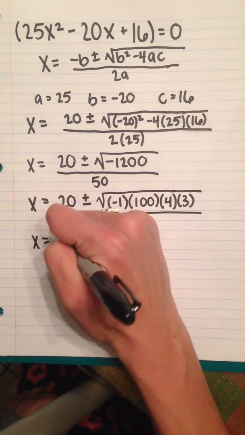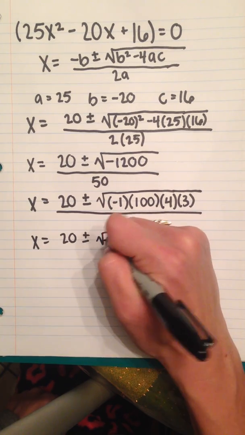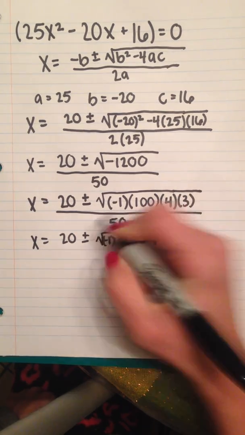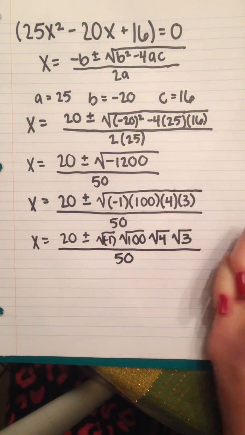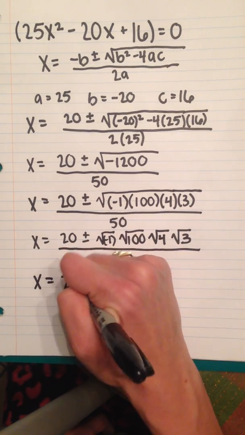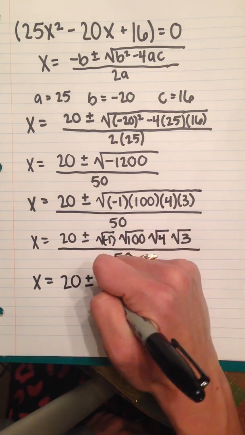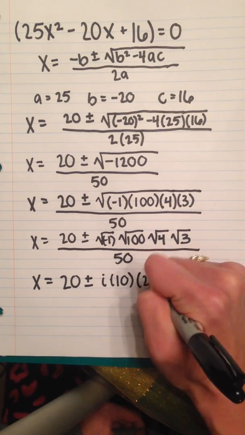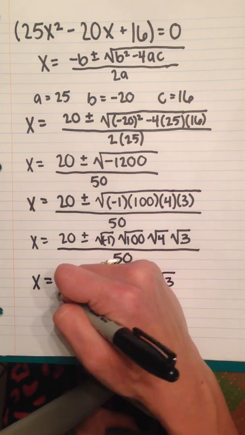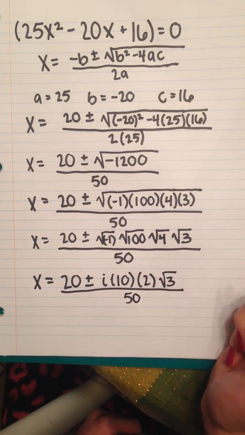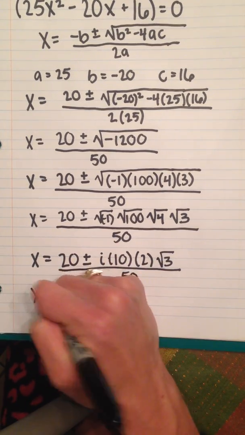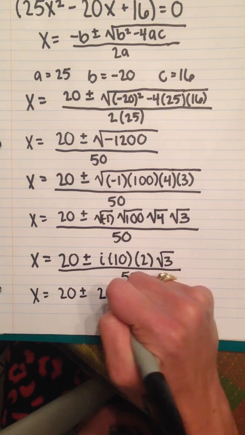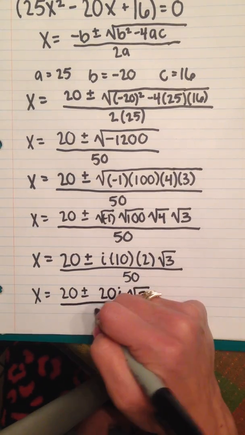Now we know that this is the same thing as the square root of negative 1 times the square root of 100 times the square root of 4 times the square root of 3, all over 50. Okay, so we have x equals 20 plus or minus: the square root of negative 1 is i, the square root of 100 is 10, the square root of 4 is 2, and the square root of 3 is just the square root of 3, all over 50, which is the same thing as x equals 20 plus or minus 2 times 10 is 20, i square root of 3, all over 50.